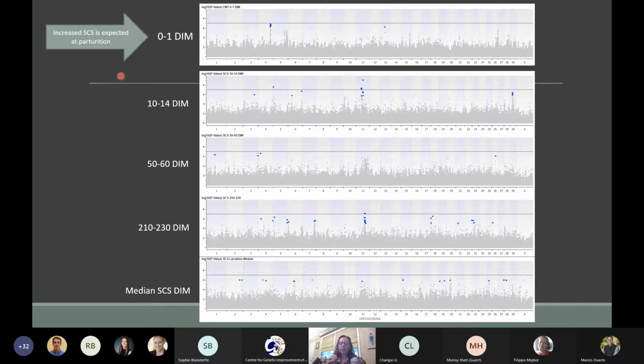But looking at these and thinking about how we select for somatic cell scores in cattle, we're using a median. And it's kind of capturing lots of different stuff that you see in all of these. But I think it's really important for us to consider as an industry, is there a way that we could potentially improve selection against mastitis if we targeted different regions at different time points across lactation?